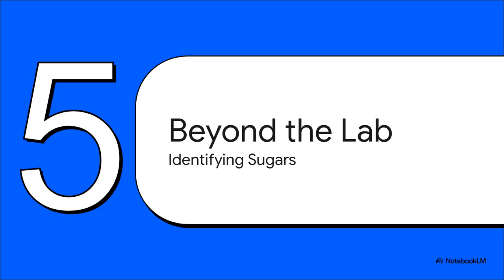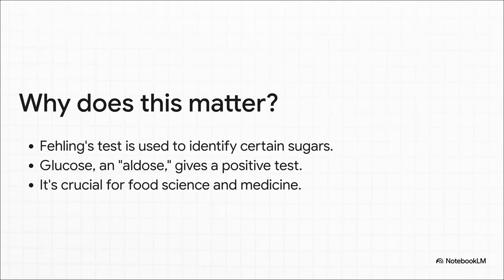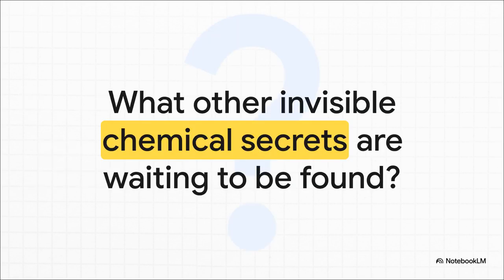This is all really cool, but you might be thinking, okay, why does this actually matter outside of a chemistry class? Well, it turns out this same chemical detective work is used to identify some of the most basic molecules in our lives, including the stuff we eat. You remember Fehling's test, right? The one that goes from blue to orange-red? Well, that test is a classic way to spot certain kinds of sugars, what we call reducing sugars. Glucose, for example, is what's known as an aldose. It's basically a sugar that has an aldehyde group on it, and because of that, it gives a big positive on a Fehling's test. This simple reaction is super important in fields from food science, for checking sugar content, all the way to medicine.